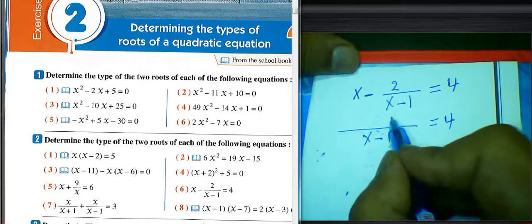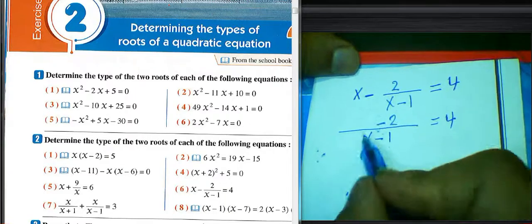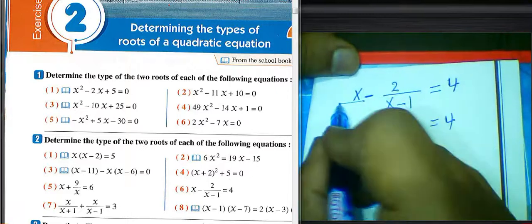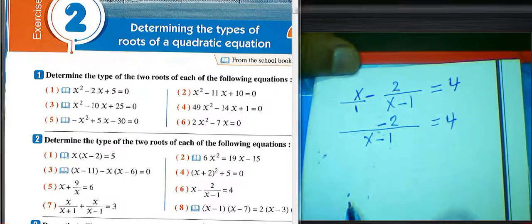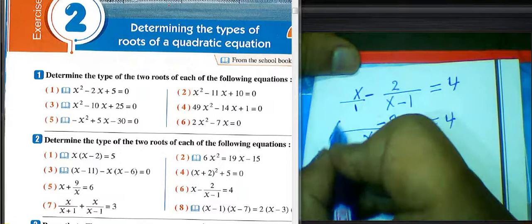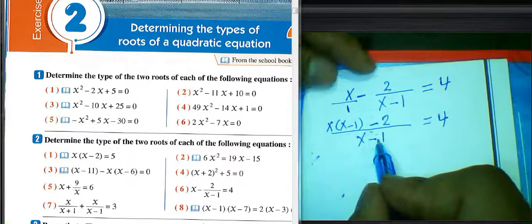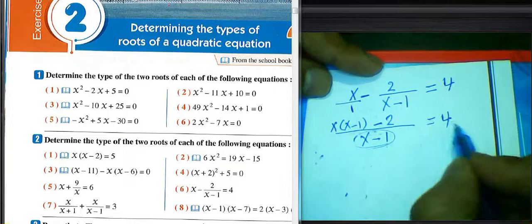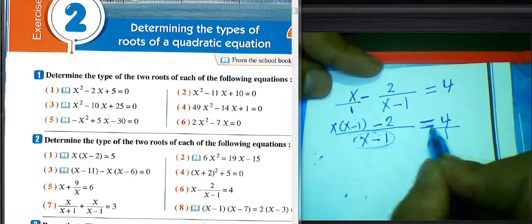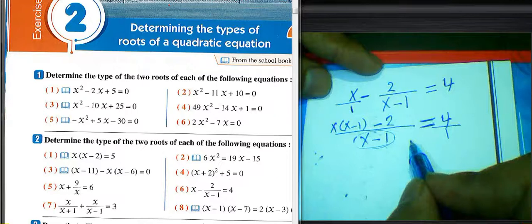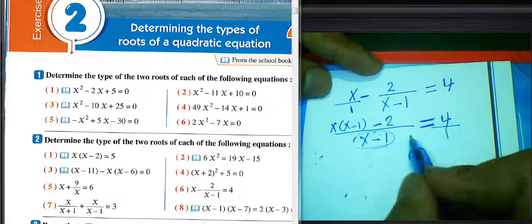1 times 2 equals 2. And x - 1 divided by 1 equals x - 1, multiplied by x. You write x multiplied by (x - 1). So we can find the result by extremes and means.